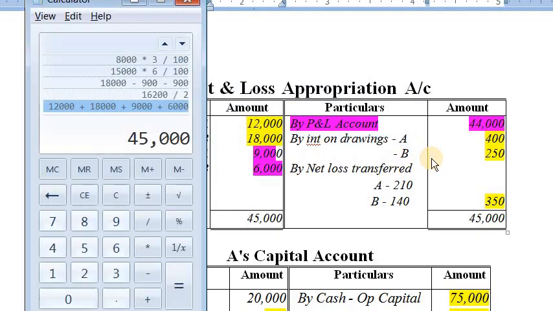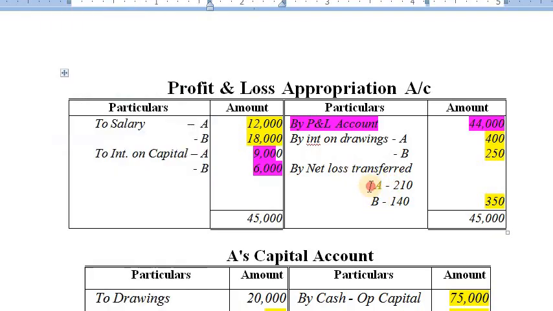Now see the credit side. On the credit side, you have 44,000 net profit plus 400 plus 250. Together you have 44,650. Okay, so credit is less, so you are to transfer a loss, that is 350, and that 350 will go to A and B in the profit sharing ratio, 3:2. Just like we transfer the profit, we can also transfer the loss.